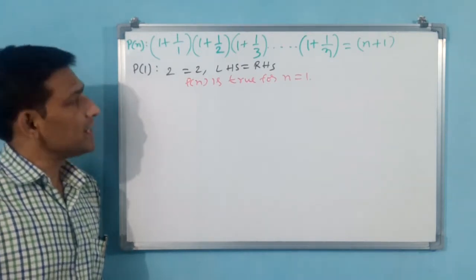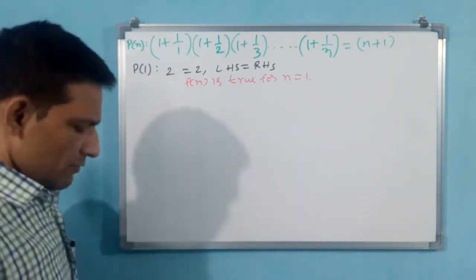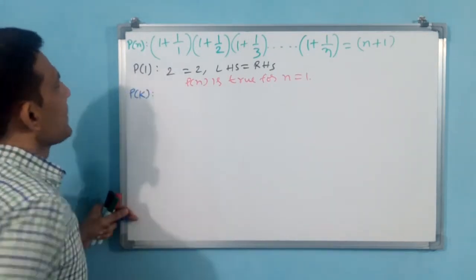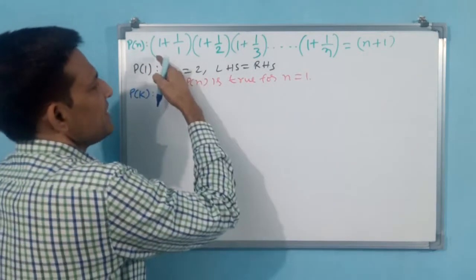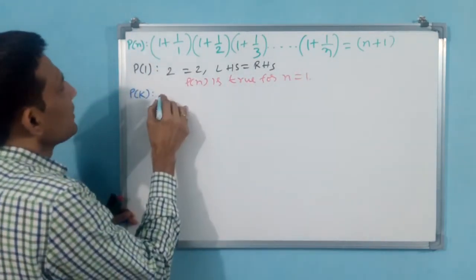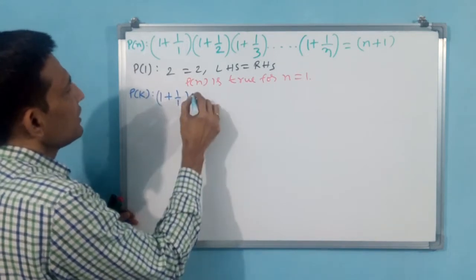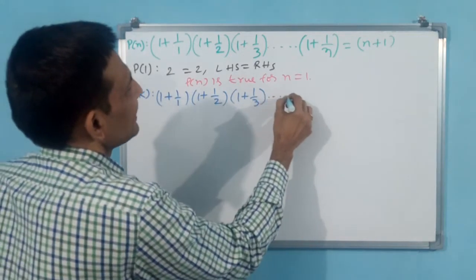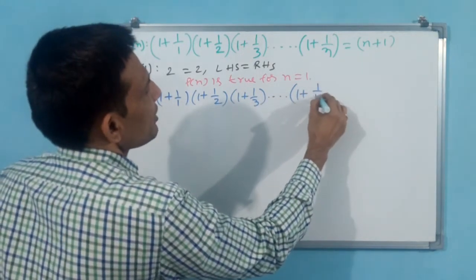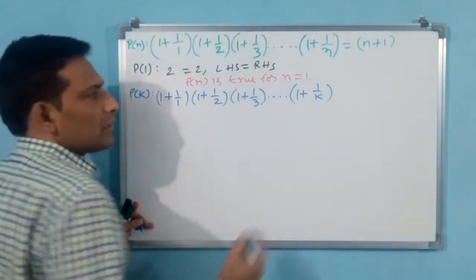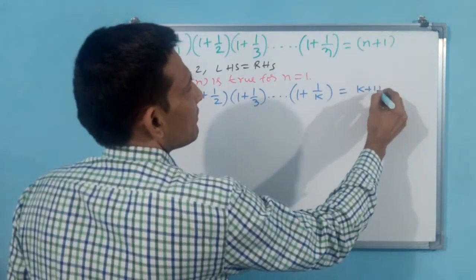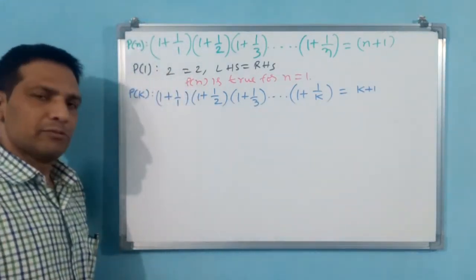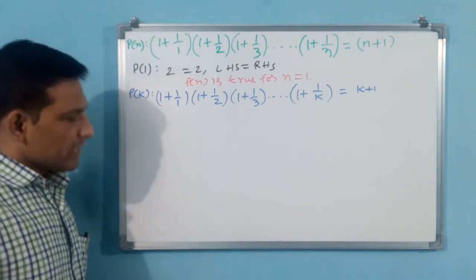Pk, Pk plus 1. Let us write Pk first. P of k. You copy this Pn, but you replace n with k. Okay, I am copying: 1 plus 1 by 1 into 1 plus 1 by 2 into 1 plus 1 by 3 up to 1 plus 1 by k you have to write. And here on the RHS, k plus 1 will come.